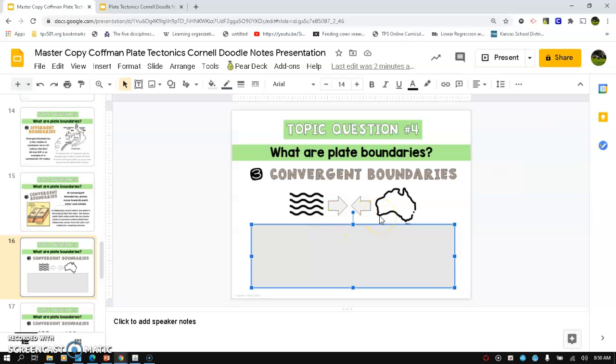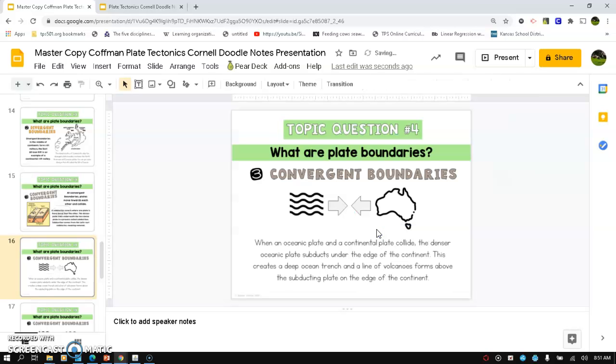So these two are going to battle it out. Who's going to win? Will it sink? Oceanic and continental plates collide. The denser oceanic plate subducts under the continent. This creates a deep ocean trench and a line of volcanoes that form above the subducting plate of the continent.